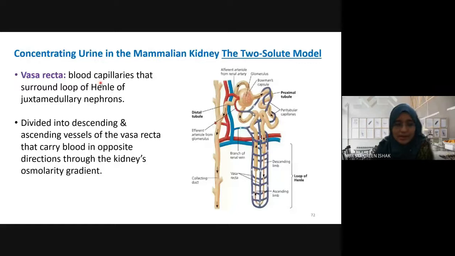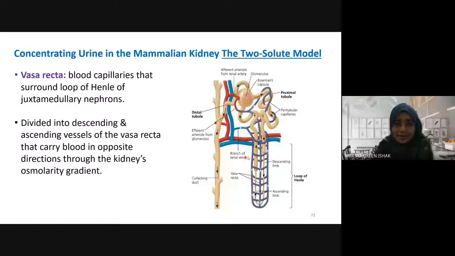So, explaining the vasa recta part. The vasa recta is, as I mentioned, the blood capillaries that surround the loop of Henle of juxtamedullary nephrons. So the vasa recta also has two regions, just like the loop of Henle. It has the descending and also the ascending vasa recta. In the region where the loop of Henle descends, the vasa recta will make sure the blood goes up. Where the loop of Henle goes up, the vasa recta will go down.